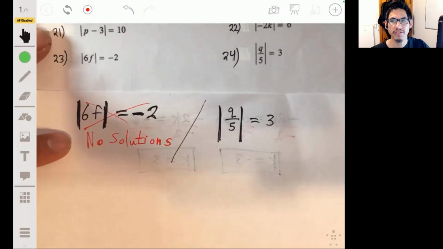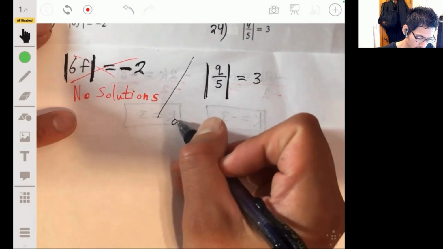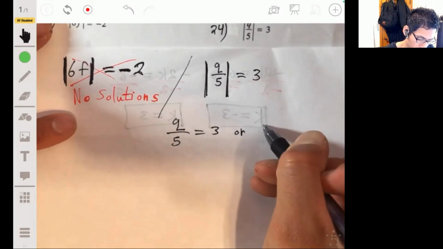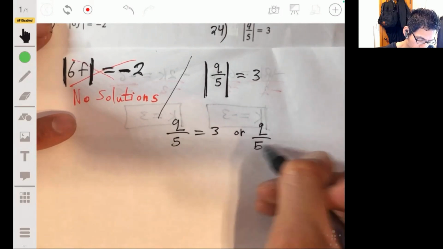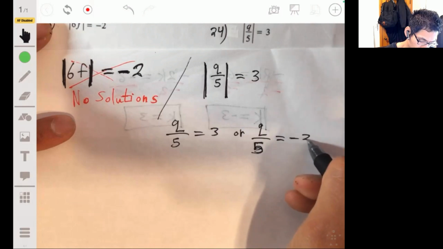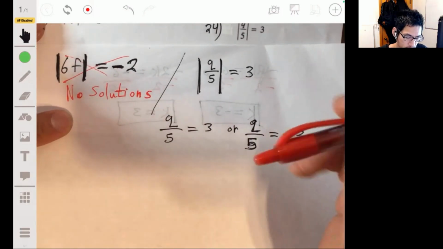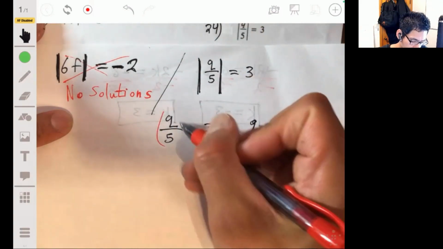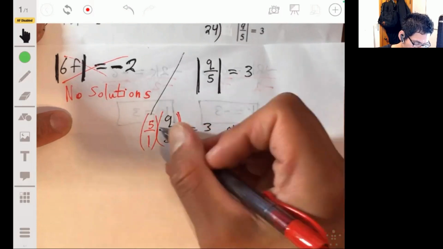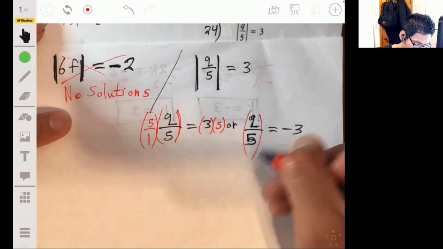Okay. Same thing. Just because you've got a fraction inside here, don't get all freaked out. q over 5 equals +3, or q over 5 equals -3. What's going on with this 5? Well, as you can see, you've got to cancel out this 5 from both sides. So you do 5 over 1, or just 5. Multiply both sides by 5.